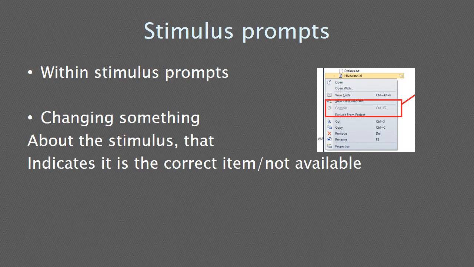Within stimulus prompts means that we're going to change something about the stimulus that indicates it is the correct item, or maybe perhaps that something's not available. If you're familiar with technology or how computers, web pages and stuff like that, if you see grayed out text, you will know that text, it probably means that clicking on that link is not available. It is a within stimulus prompt. They are changing something about the stimulus, the words. They're making the words less likely to be clicked due to the change in color.